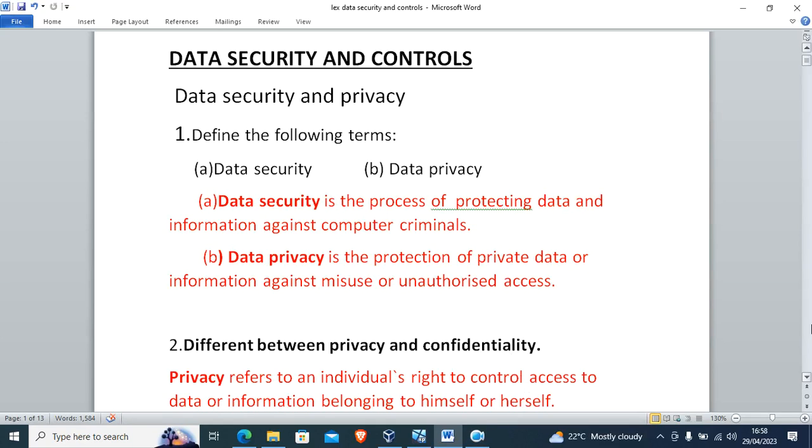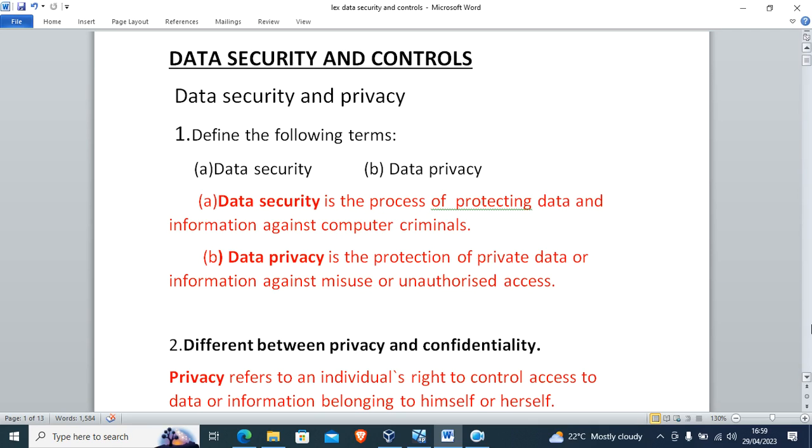Hi guys, let's look at topic number 6 in Form 2, data security and controls. So we shall start by defining terms, data security and data privacy. Data security is the process of protecting data and information against computer criminals or computer crimes. Later on, we shall look at computer crimes.